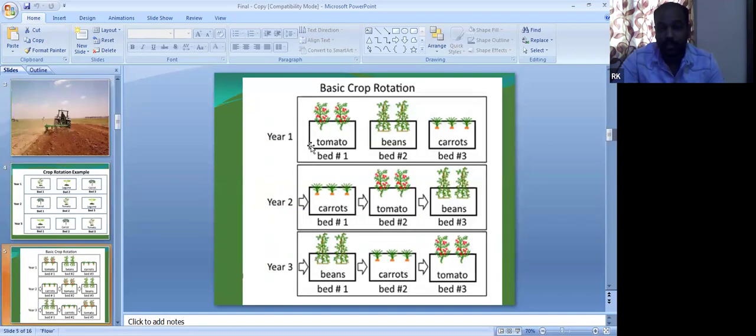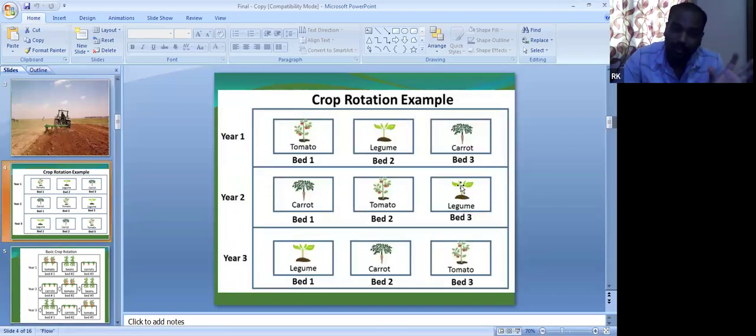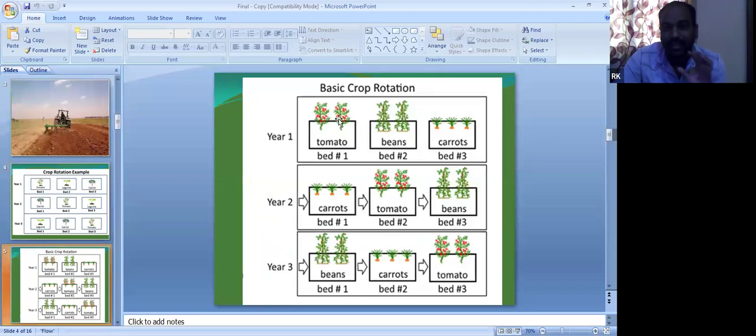Then crop rotation, we come to the basic crop rotation. First, we are already over with the experiment. Now, the basic crop rotation. Suppose we selected 3 crops: tomato, beans, carrot. If we select 5 or 6 crops, it is more beneficial for our soil nutrition and our revenue also. So why do we go for crop rotation? Because of the yield, first thing.